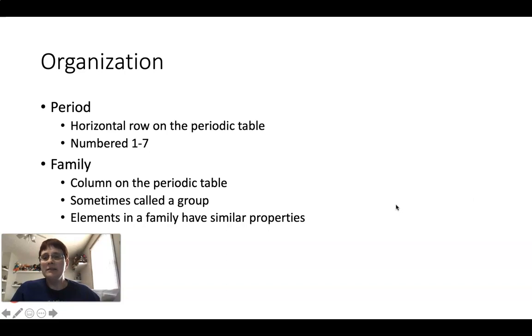Then we have families. Sometimes they're called groups. And these are the columns, the up and down portions of the periodic table. The elements that are in a family or a group together have similar properties. So they're going to have very similar ways of reacting with things.